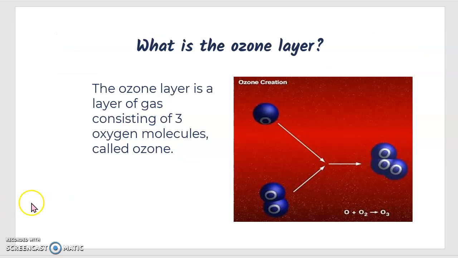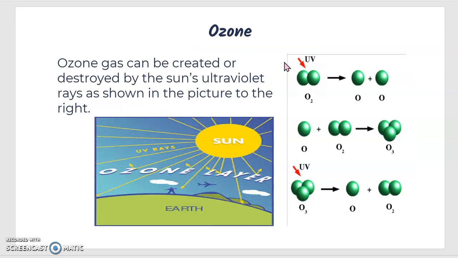So let's go first to, what is the ozone layer? The ozone layer is a layer of gas consisting of 3 oxygen molecules, and that is what we call ozone. So this is the ozone. When they come together, they will form the ozone layer. Ozone can be created or destroyed by the sun's ultraviolet rays as shown in the picture to the right. Look closely.